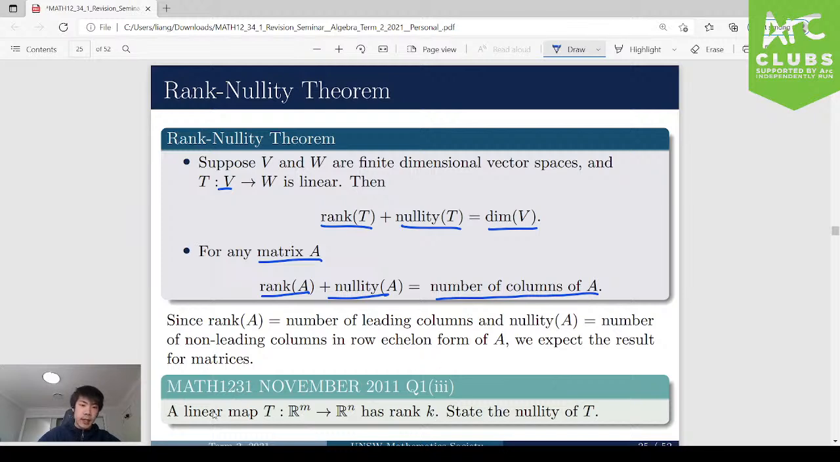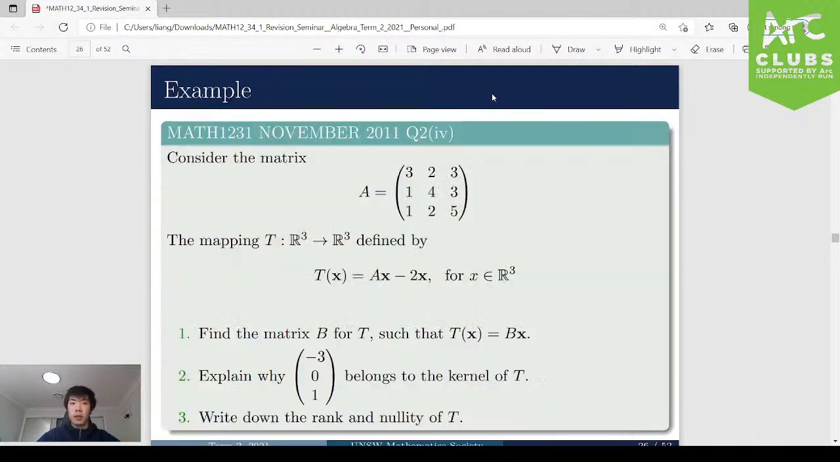And so a quick example here: if T is a map from Rm to Rn and has rank K, state the nullity of T. Well, now we know this theorem, rank K, so we have K, plus the nullity, which we don't know, has to equal the dimension of your domain. Your domain is Rm, so it would be m, and so the nullity of T would just be m minus K. That's just a really quick example.